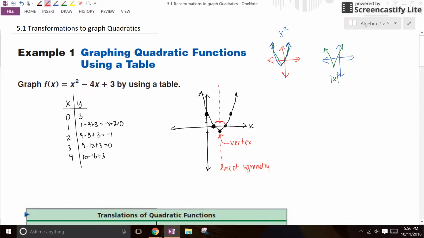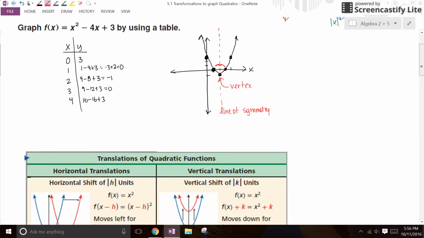So once you know where a line of symmetry is, technically you could just plot some points on one side and then just kind of copy them over to the other side if you have the correct line of symmetry. So that's what we call a line of symmetry. That's what we call a vertex. That's what we call a parabola.